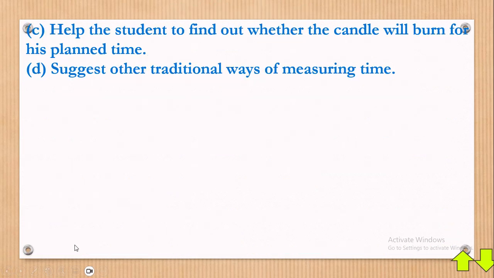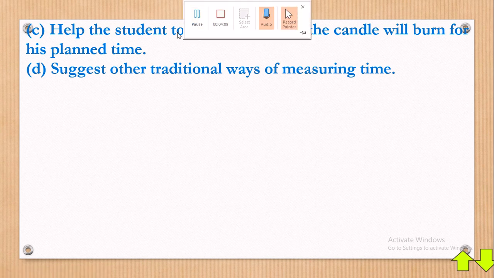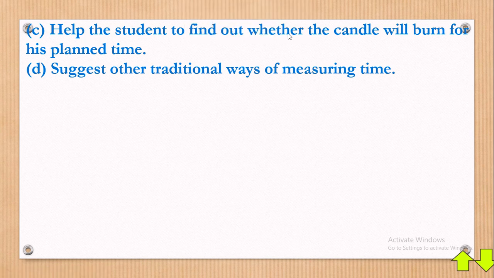Lastly, part C, help the student find out whether the candle will burn for his planned time. Part D, suggest other traditional ways of measuring time. Anyway, other traditional ways of measuring time, we shall get onto that. Okay, I think let's go back.